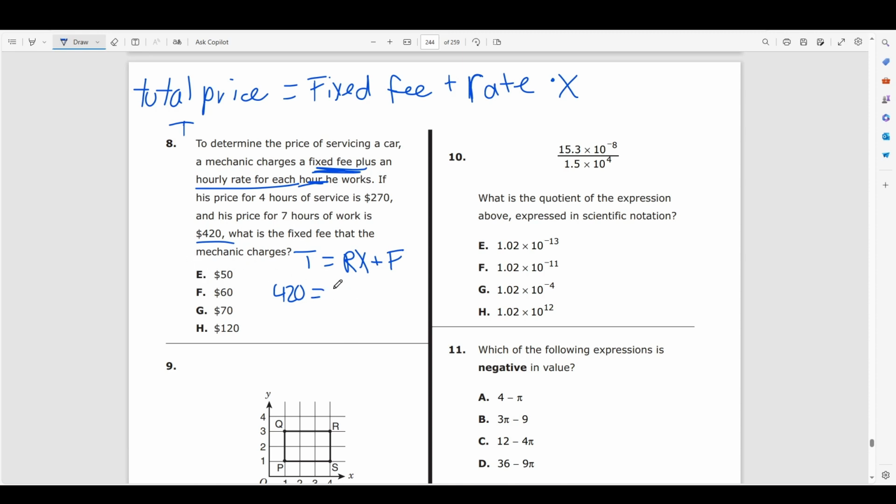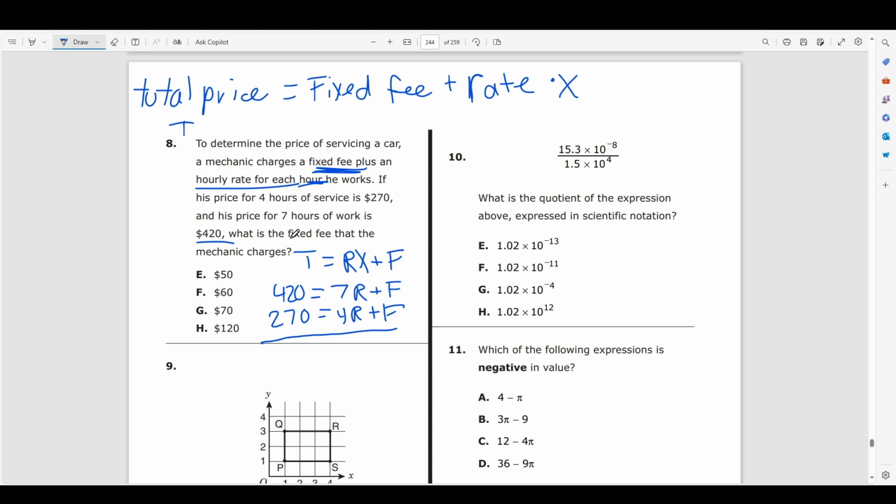$420 is equal to 7 hours, so our X is 7. So 7 hours times our rate plus our flat fee, or our fixed fee that never changes. We also know that if you work for 4 hours, which is just 4 times R plus our fixed fee, you get $270. And now it's asking you what's the fixed fee. But you might be asking, well, how can I solve this? There's not enough information.